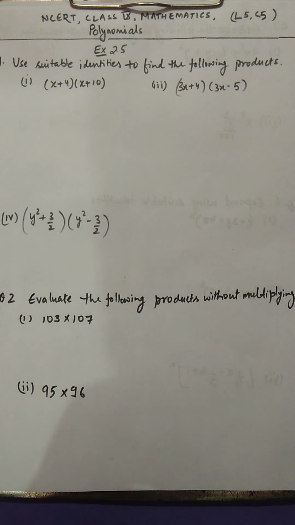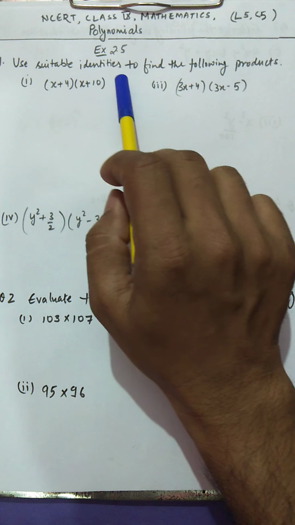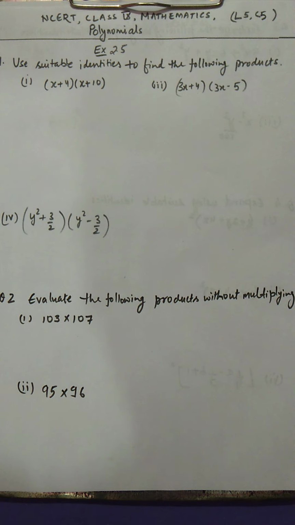Now we are going to do problems of exercise 2.5, but before that you must all have studied all the identities, because this exercise is completely based on the identities that we have learned already. Now you see this one: use suitable identity to find the following products.